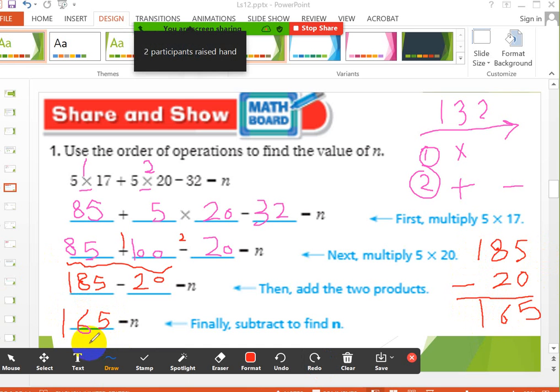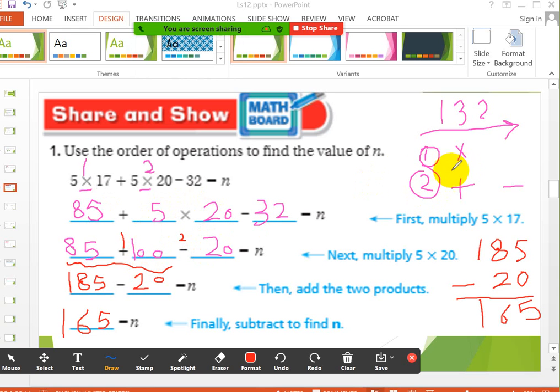Okay? So this is the answer according to the order of operations. First thing, I will start with the multiplication. Multiply the first one on the left. After that, the second one after it. So I will do the first one. The answer was 85, sorry. Then I will multiply the numbers here. The second multiplication, 5 multiplied by 20, the number was 100.